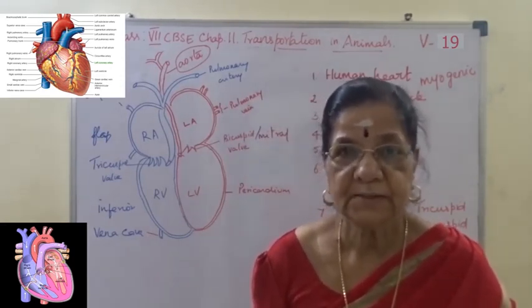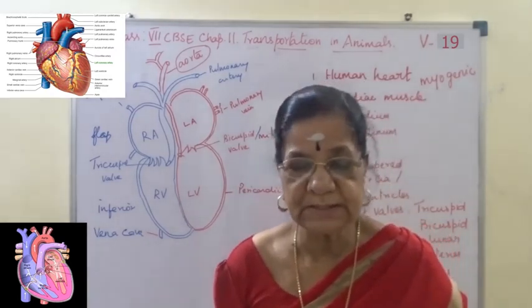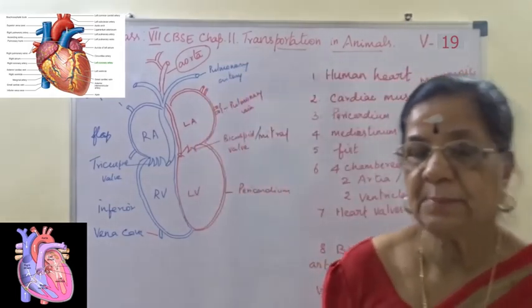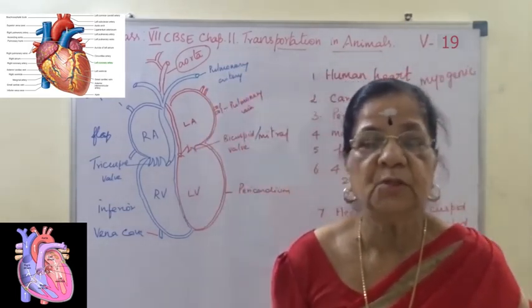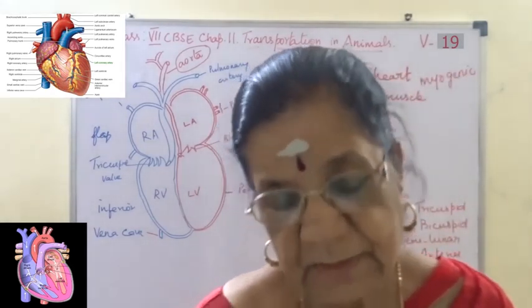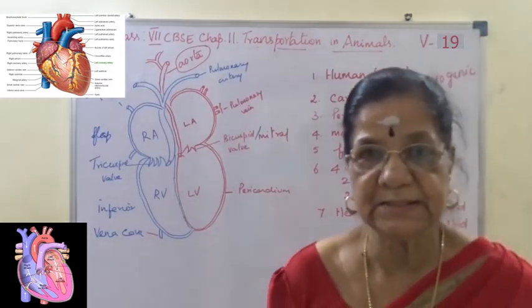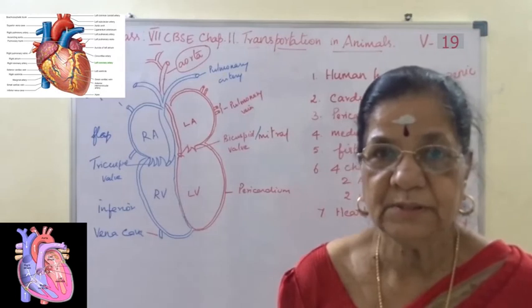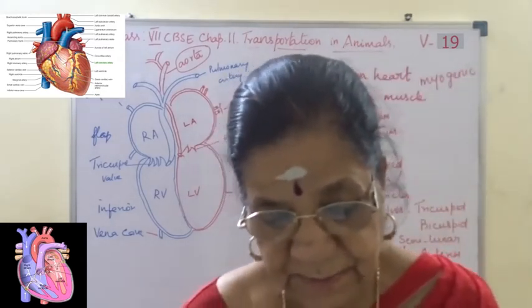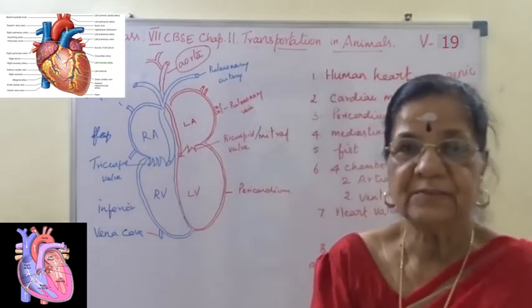What do we say? Arteries carry oxygenated blood to various parts of the body. They supply blood from the heart to different organs. The walls of the arteries are thick and elastic, and they are found deep inside the muscles.